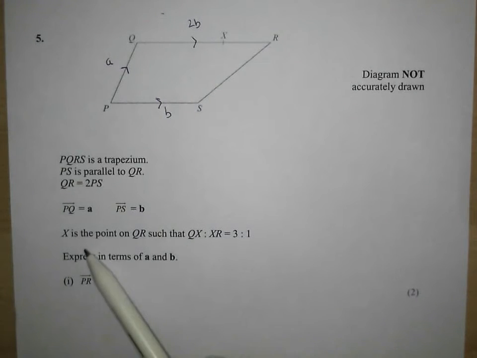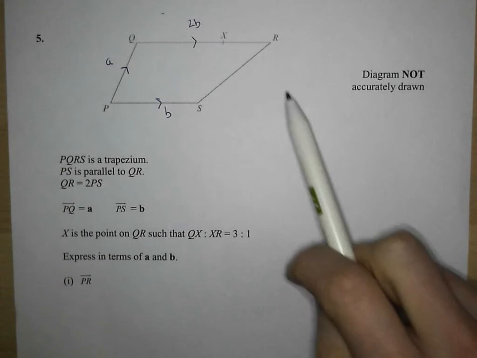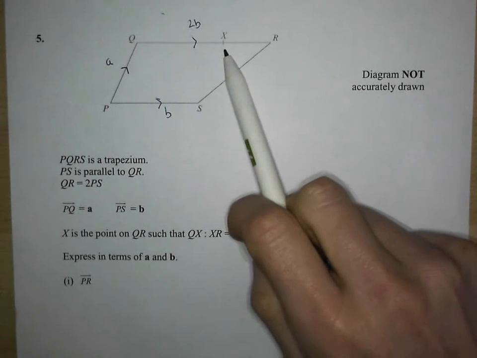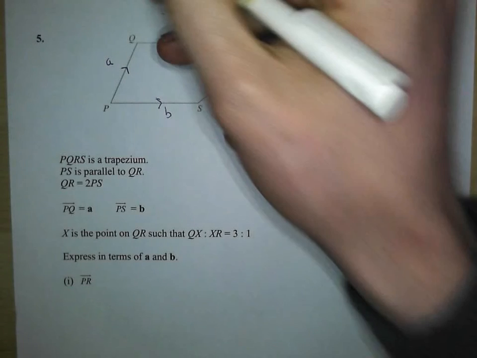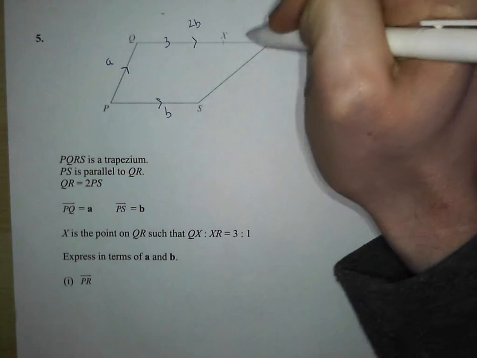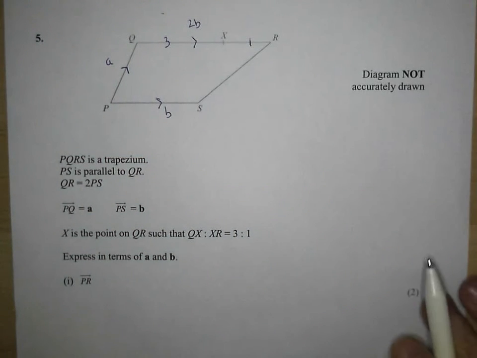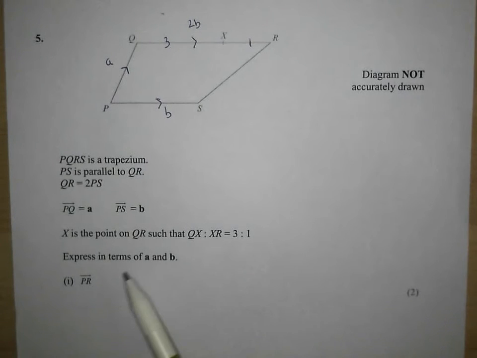Now what's happening here? X is the point on Q to R such that Q to X, the ratio, and then from X to R is 3 to 1. So if this is 3 bits, that's going to be equal to 1 bit. That's going to be very, very helpful later on. Okay, right, and I think that's all the information we need, so let's crack on.